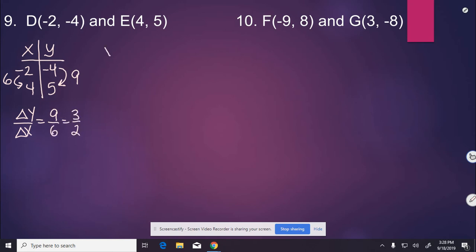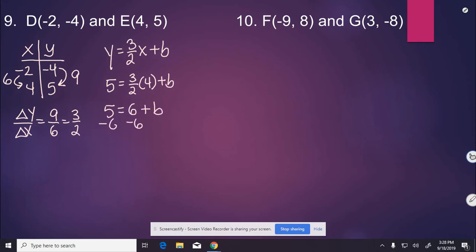So we start my equation, y equals 3 halves x plus b, and substitute in one of the points. I'm going to avoid the negatives and use 4, 5. So 5 equals 3 halves of 4 plus b. So 5 equals 4 divided by 2 is 2 times 3 is 6 plus b. Subtract 6 from both sides, and we get that b equals negative 1. So that makes our equation y equals 3 halves x minus 1.